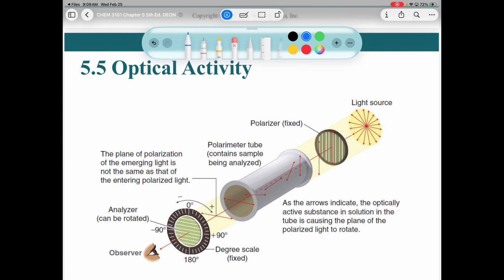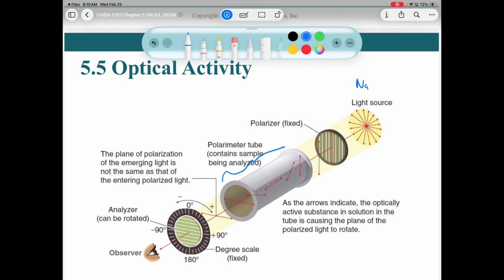But a polarimeter has a tube here, and you make a solution of an organic molecule. It's usually in some kind of solvent of your choice, maybe dichloromethane or something like that. Then you have your light source here. We use the D line of sodium, which is a wavelength of like 590 nanometers, something like that.